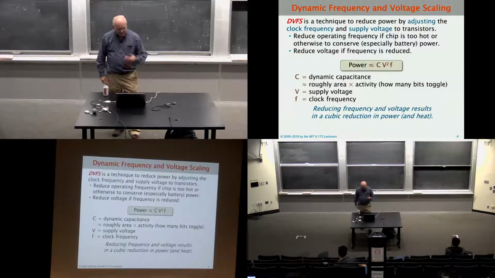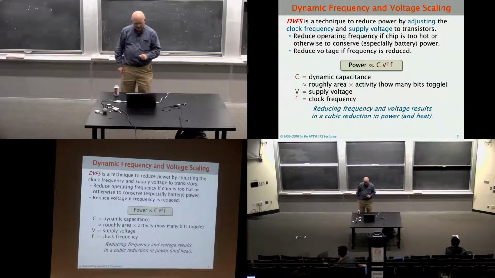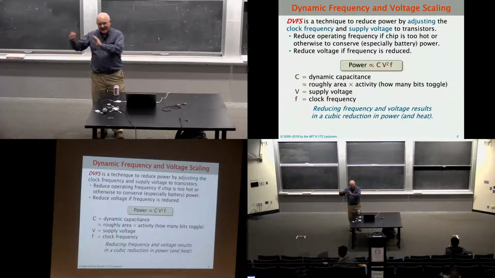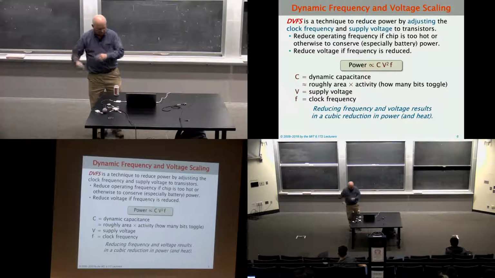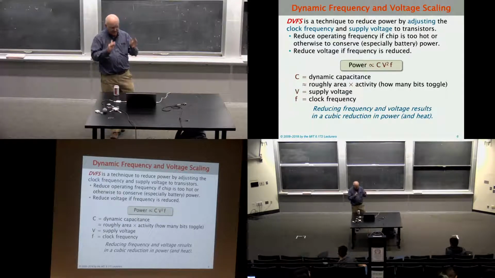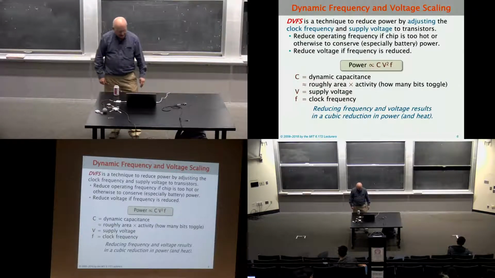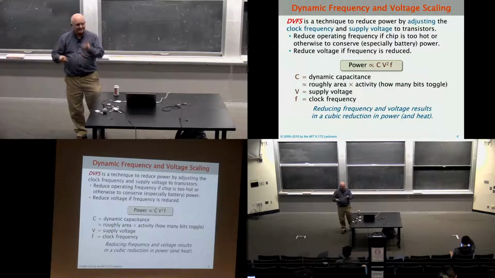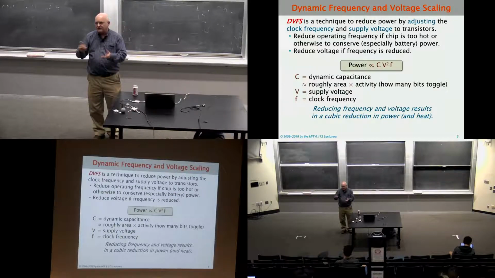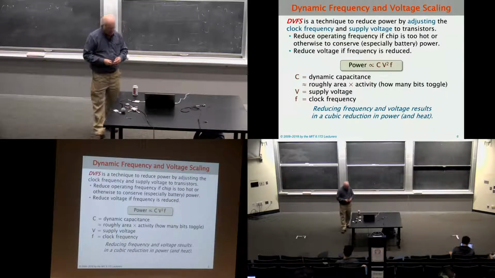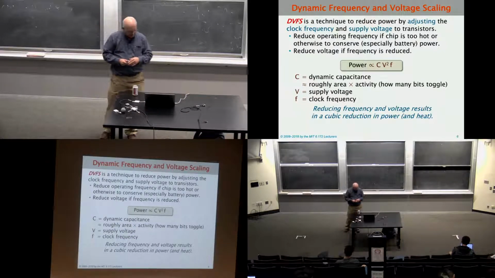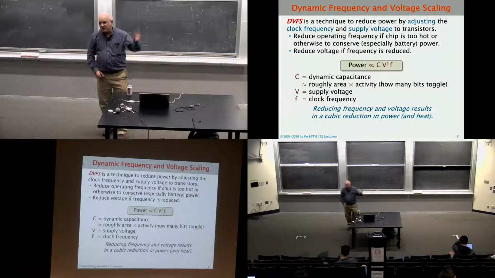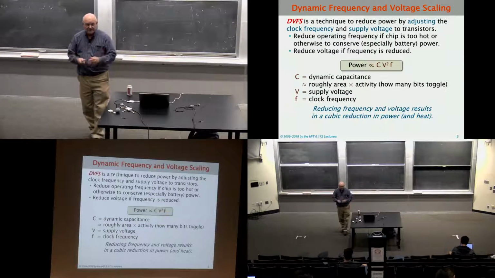So power goes as CV squared F, where C is what's called the dynamic capacitance. There's actually another term, which is the static capacitance, which doesn't have to do with frequency, but for the dynamic power, it's CV squared F. It's roughly the area of the circuitry times how many bits are moving. So if bits don't move, they don't consume dynamic power. V is the supply voltage, and F is the clock frequency. So if you can reduce the frequency and voltage, you get a cubic reduction in power and also in heat.